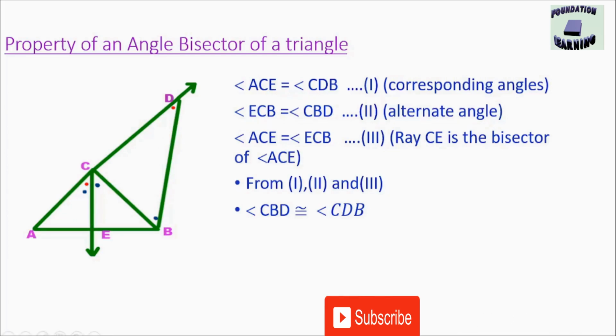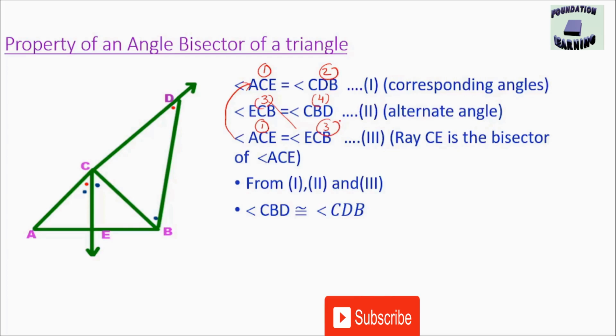Now we'll take angle ACE as 1, angle CDB as 2, angle ECB as 3, and angle CBD as 4. Now ACE is 1 and ECB is 3. Here we have ECB, this is 3.